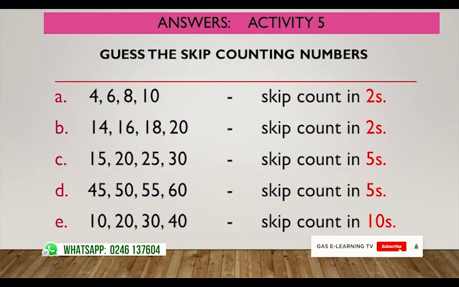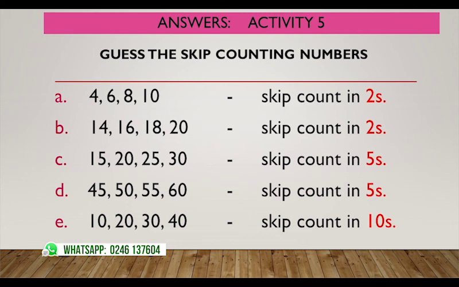Hope you are ready to see the answers. All right, so these are our final answer. For number A, we have 4, 6, 8, and 10. And skip count was in twos. B, we have 14, 16, 18, and 20. Our skip count was in twos as well.